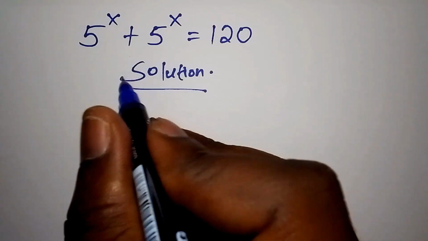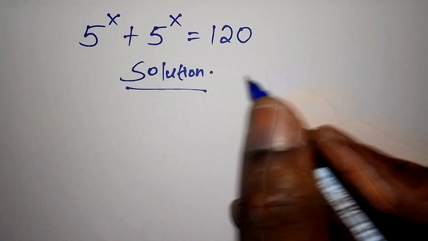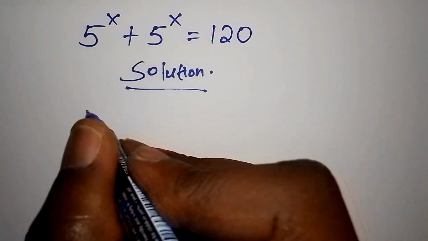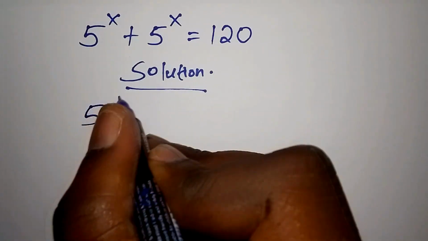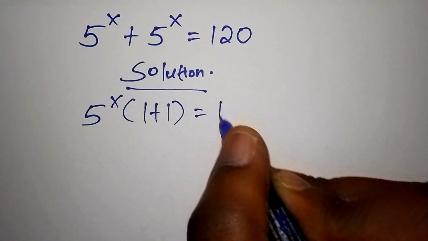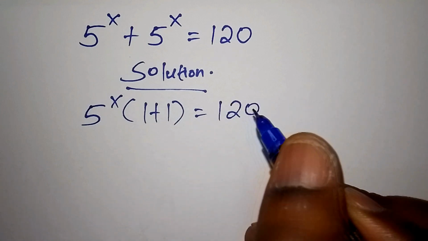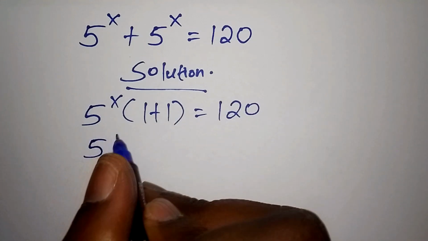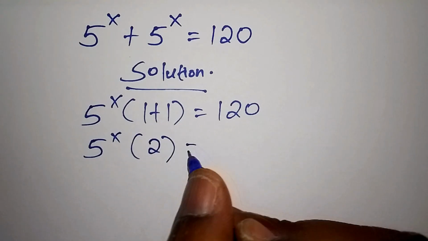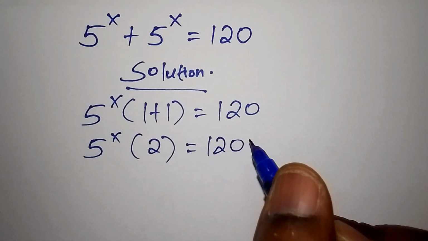The first thing that you need to do is to factorize the maths problem. When you factorize 5 to the power of x plus 5 to the power of x, we shall have it as 5 to the power of x into bracket 1 plus 1 is equals to 120. The next part is to work out the bracket: 5 to the power of x into bracket 1 plus 1 is 2, equals to 120.